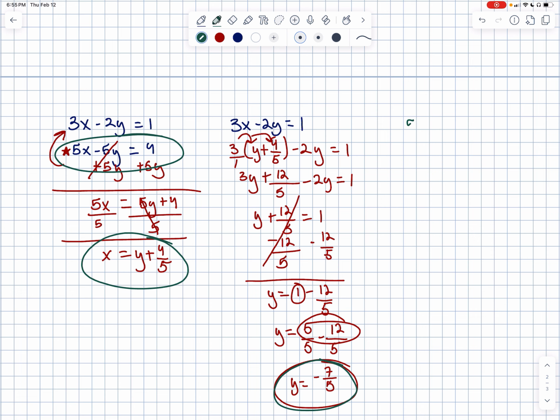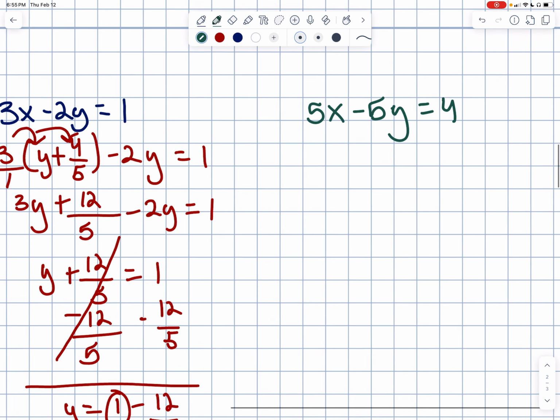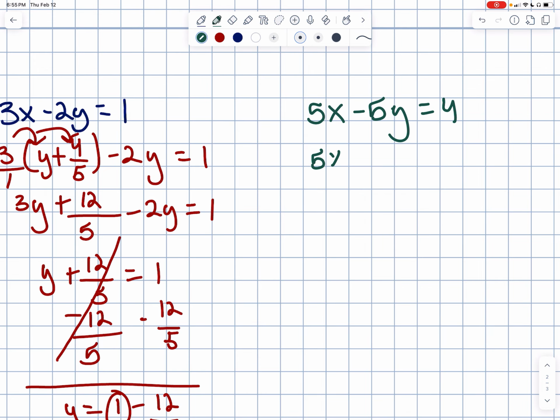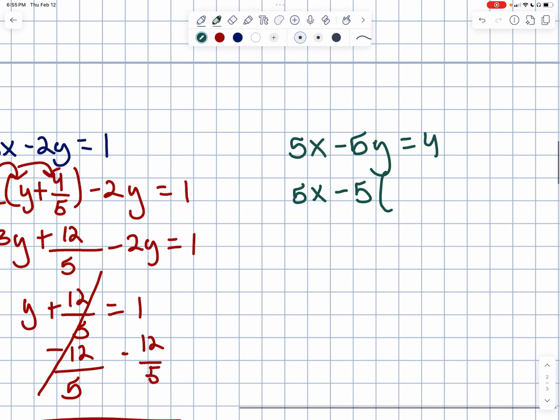Let me rewrite that real quickly here. So what I said was 5x minus 5y equals 4. And we said that our y is negative 7 over 5. So 5x minus 5 times, what did I say was my y? Negative 7 over 5, close parentheses, equals 4.